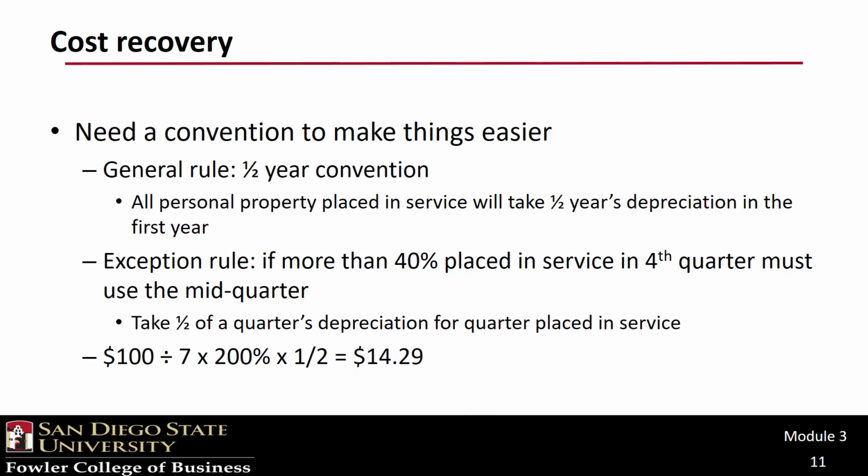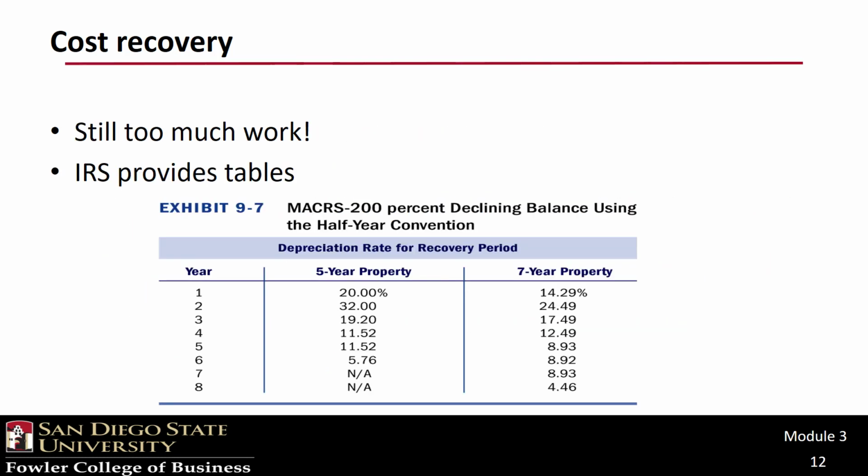Thus, step 1 is to apply the convention test to see if the half year or mid-quarter convention applies. That convention applies to all personal property placed in service that year, and each year is tested separately. As I mentioned, to avoid taxpayers preparing computations, the IRS provides tables. Here is an example of a half-year convention table for 5- and 7-year property.